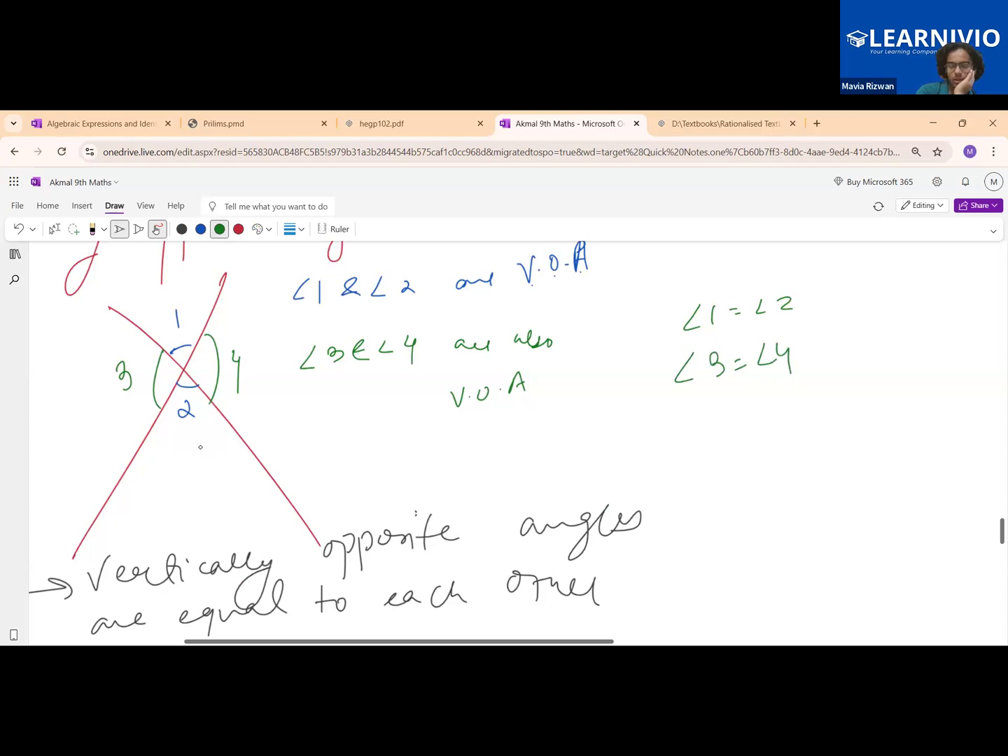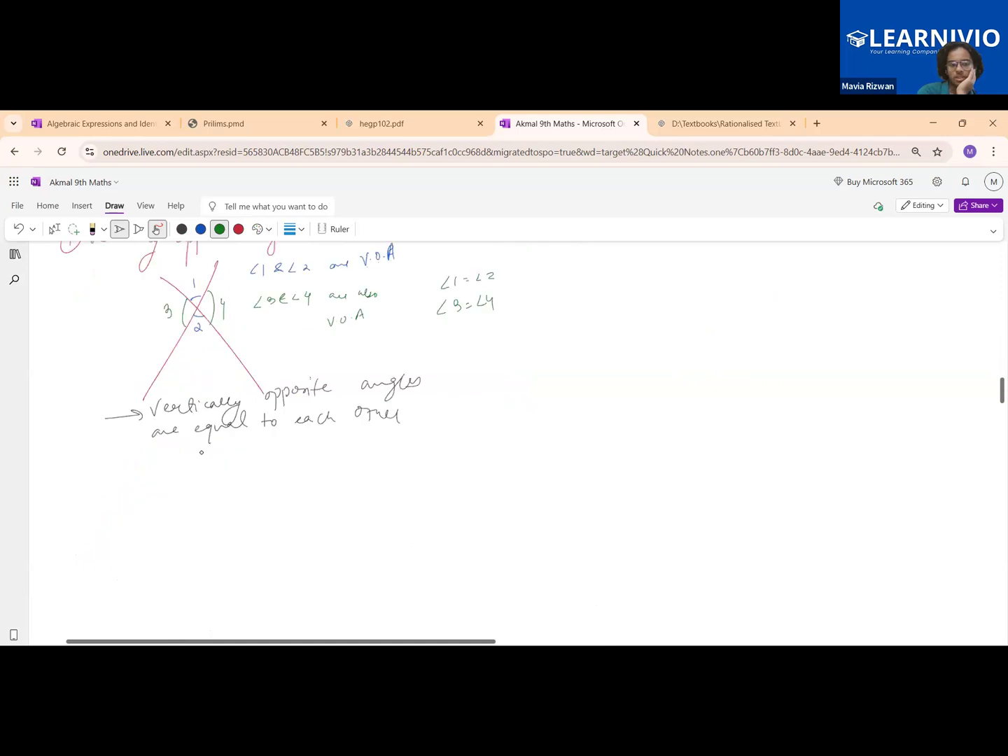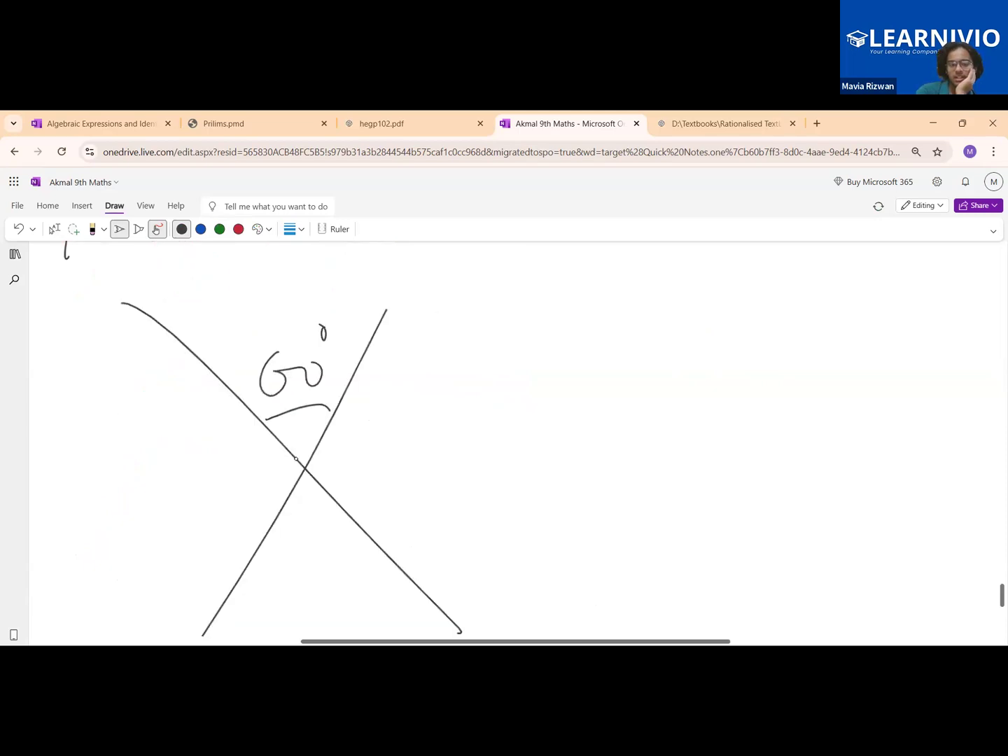Yes, sir. Okay. Now, how are these actually used? Let's say I have intersecting lines. If this angle is 60 degrees, I can clearly say that this angle is also 60 degrees, because vertically opposite angles are equal. This is how they are used. If one angle is given, we can find the other. If this angle is 120 degrees, this also would be 120 degrees. Clear, Akmal? Yes, sir.